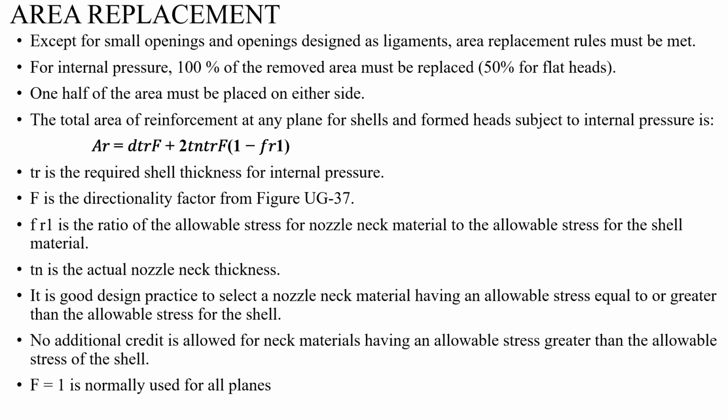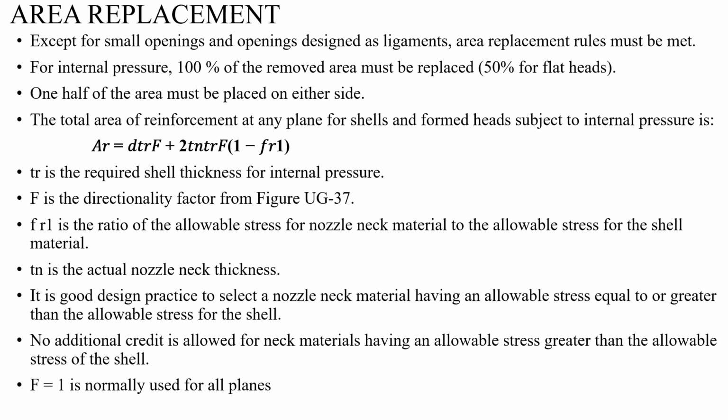So what is D? D is the diameter of the nozzle neck. What is TR? TR is the required shell thickness for internal pressure. Don't get confused: if the shell thickness is 10 mm but the required thickness is only 8.5 mm, don't take TR as 10 mm. TR will be 8.5 mm only. F is a directionality factor, which we normally take from figure UG-37. But for all the cases, F is equal to 1 is what we usually take.